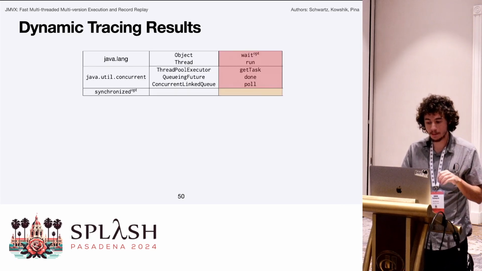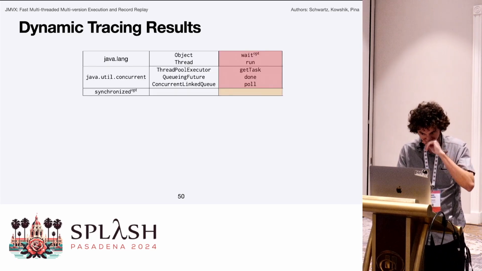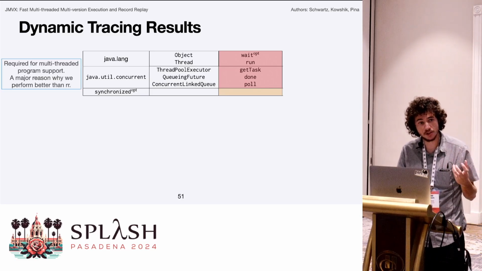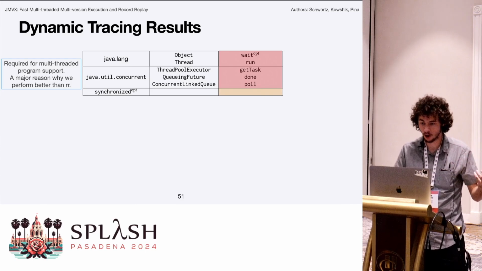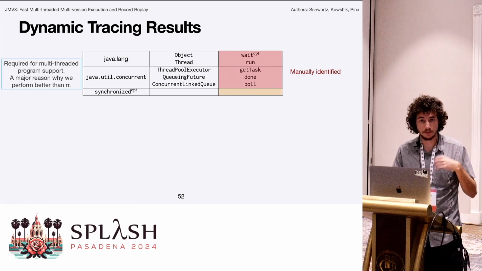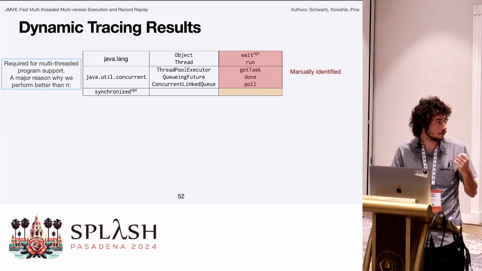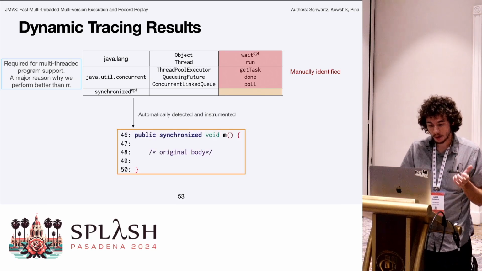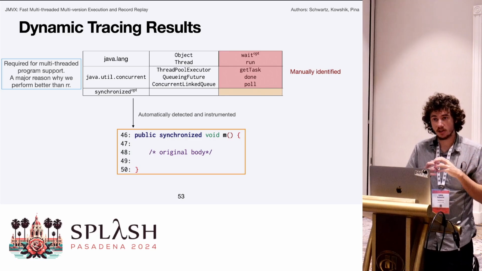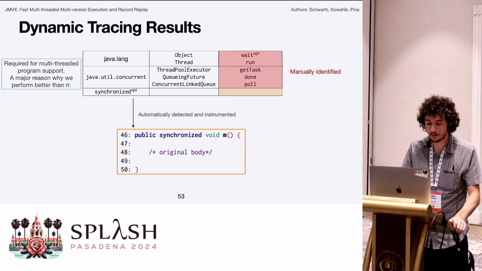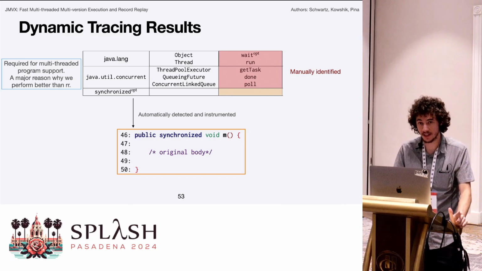I want to focus a bit more on some of these methods here. All of these are required for multi-threaded program support, and this is a major reason why we're going to get speed up over RR. Everything in red was manually identified. We realized we need to support these in order to get programs to run. The yellow block is a bit interesting because this is something that's automatically identified. To get concurrency decisions that are being made in programs, we need to look at synchronized blocks and synchronized methods.